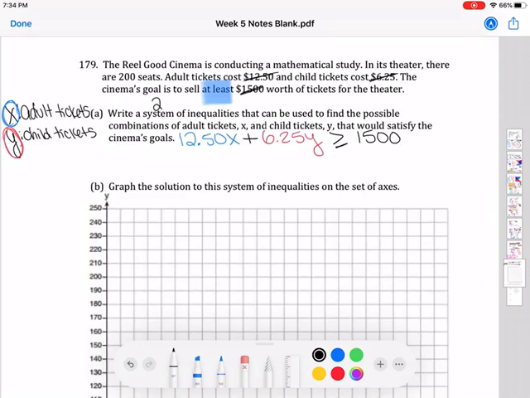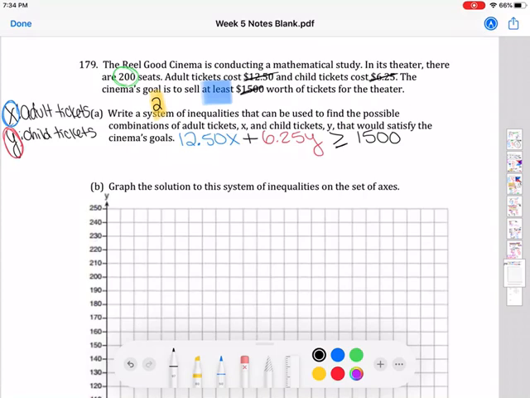Now that inequality is awesome, and I've used 3 of the 4 given numbers. Now do keep in mind, we were supposed to write a system of equations. So far I've only written 1. The only number we haven't used so far in the problem was that there are 200 seats. So think about the constraints on this theater.